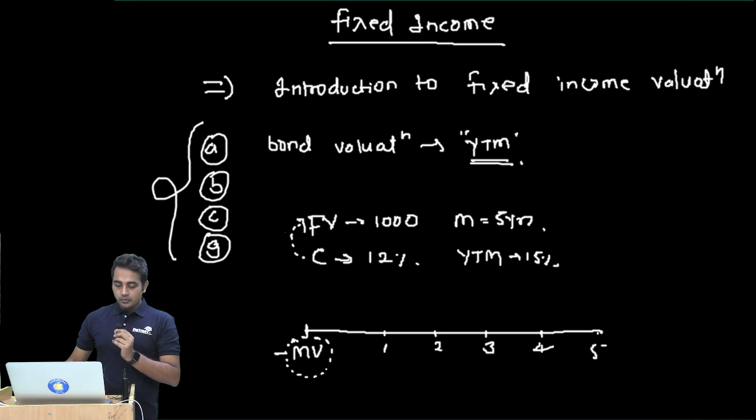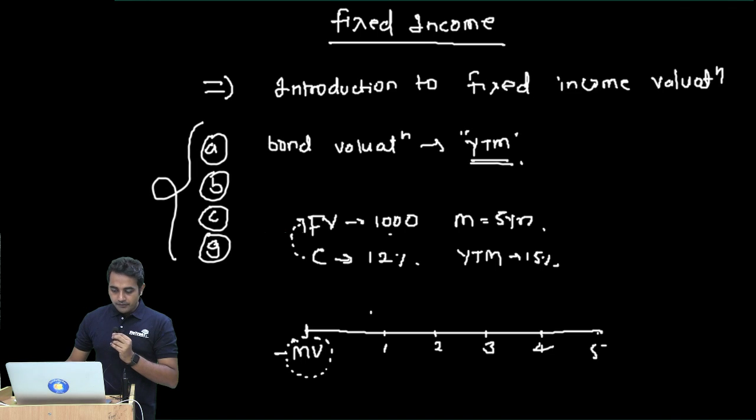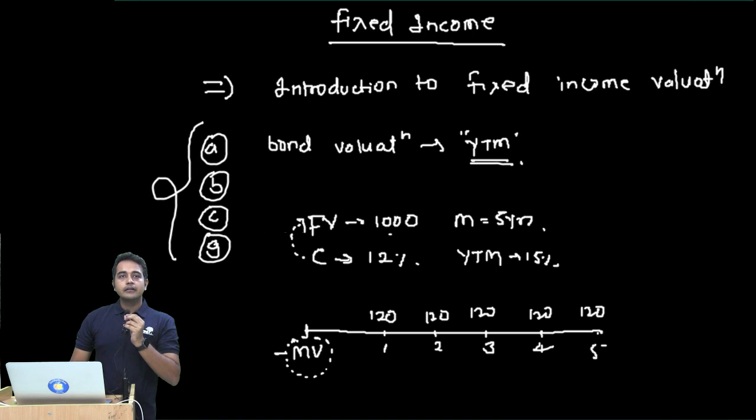So each year, once he's purchased the bond, he will be paid a coupon amount, which is face value into the coupon rate. So 1000 into 12%, every year we are looking at a cash flow of 120. And in the last year, he would also be paid the face value back, which means there would be an additional cash flow of 1000.